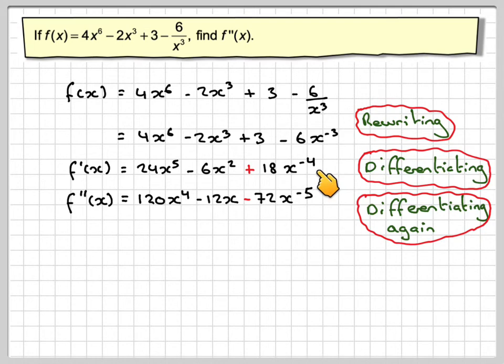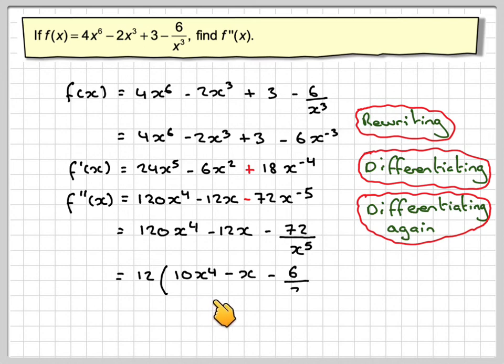Notice when you take 1 away from the power, it becomes minus 5. Rewriting that, we get 120x to the 4th minus 12x, and then this becomes minus 72 over x to the 5. The common factor of 12, and we've got x to the 4 minus x minus 6 over x to the 5.